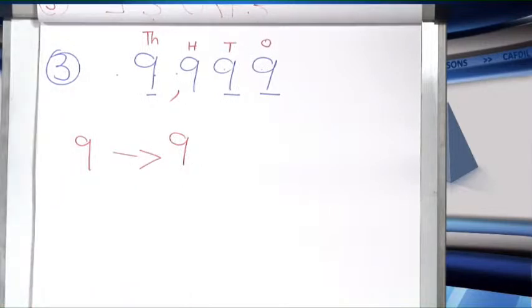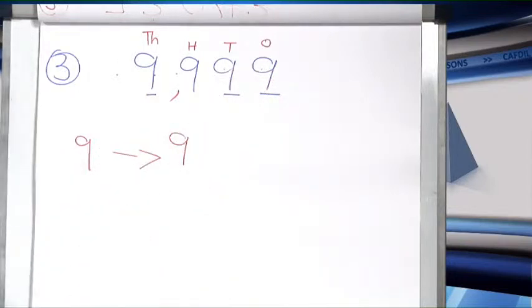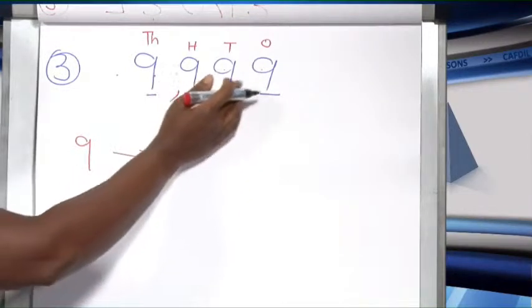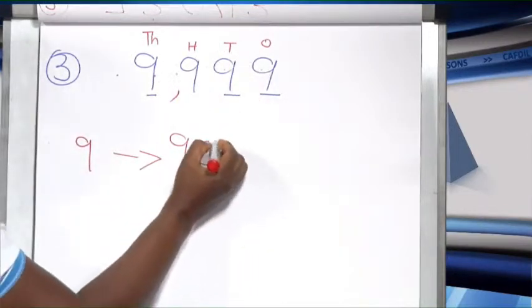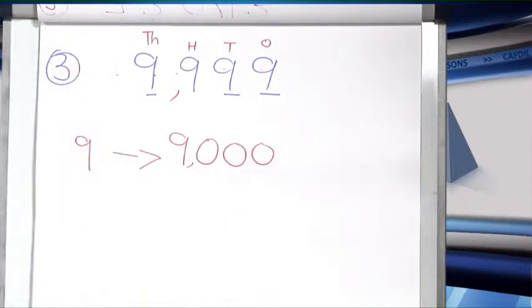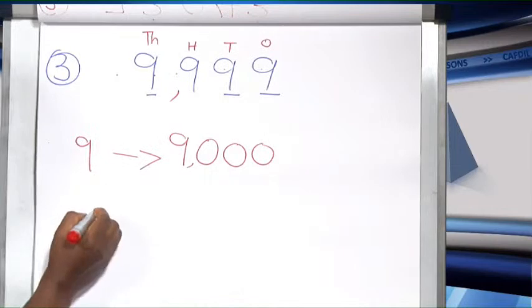If you can't multiply, simple trick. Just write the 9 and assume the rest to be zeros. So after the 9, how many zeros are we going to write? 1, 2, 3. So you bring it over here. You are done. So the value of this 9 is 9,000. Learners, let's move to the next underlined digit.